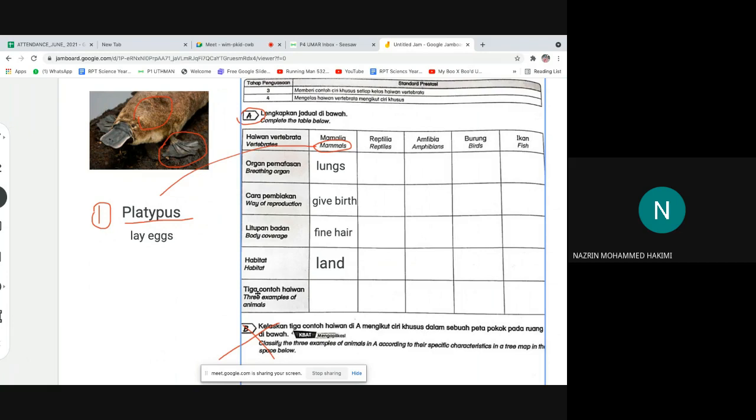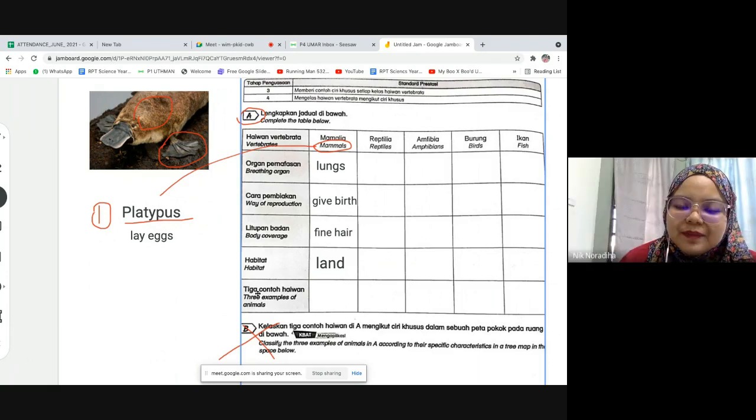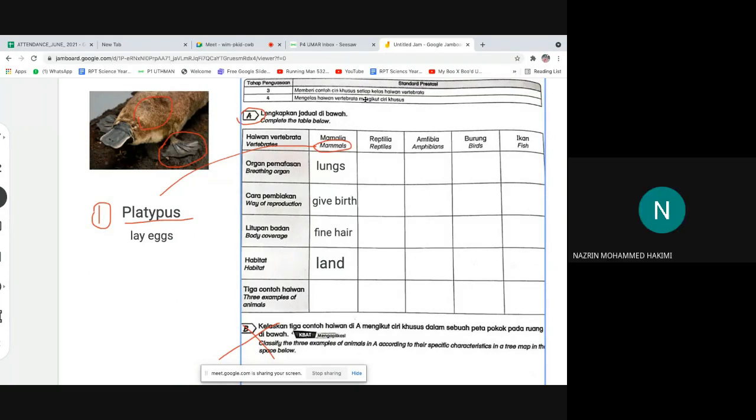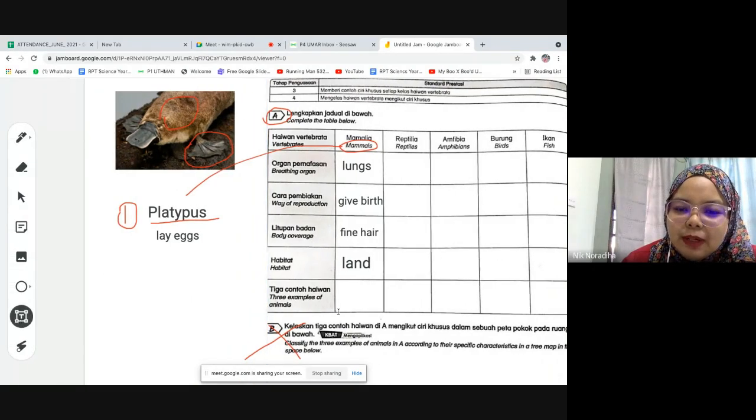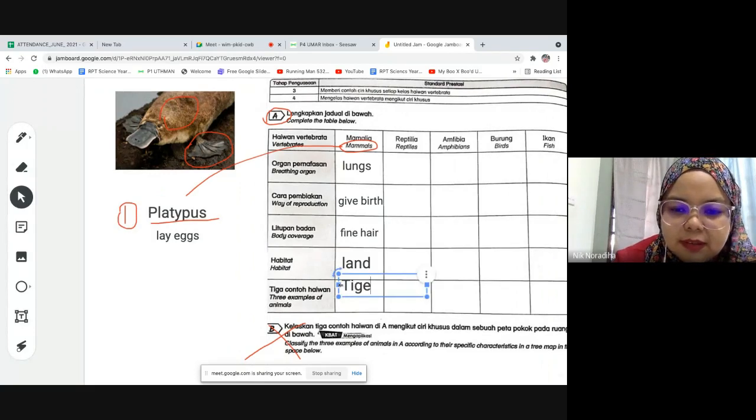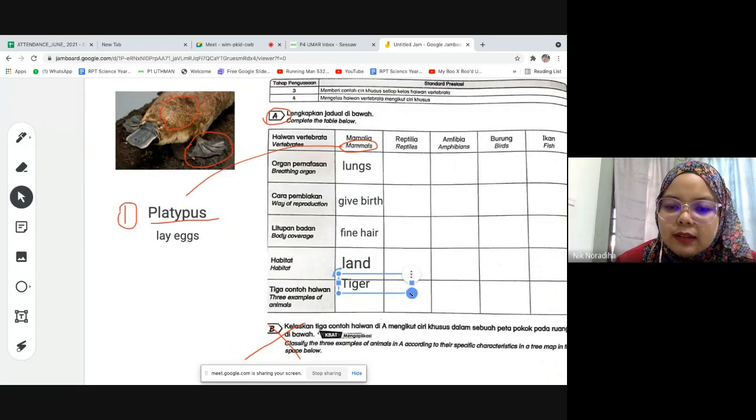Teacher is a tiger, remember? Tiger give birth or lay eggs? Give birth. Tiger breathe with gills or lungs? Lungs, correct. What is the body coverage for tiger? Fine hair. Well done. Where do tigers live? Land. So it should be under which group? Mammal. Well done. So we can write here tiger, one of the examples. Good job. All right. So, tiger, the first one.